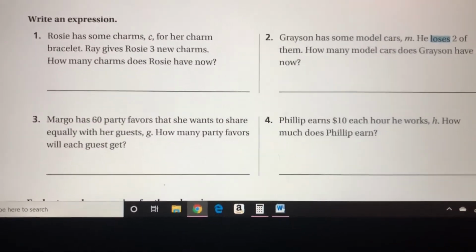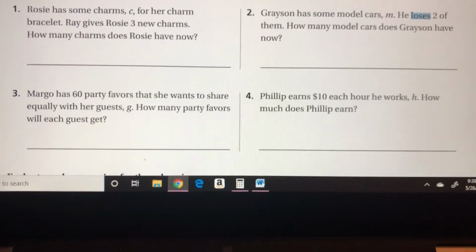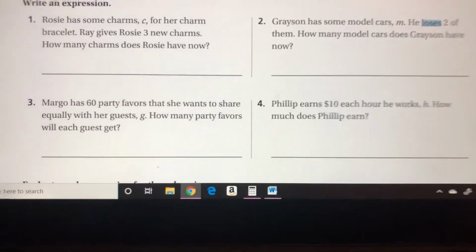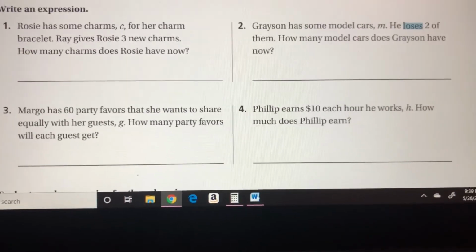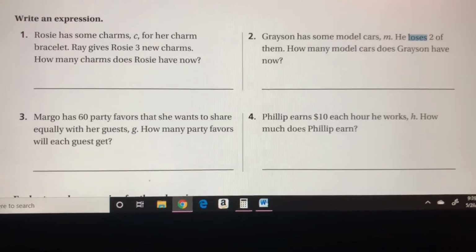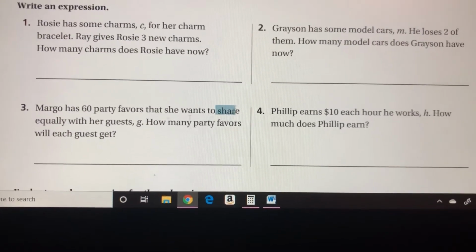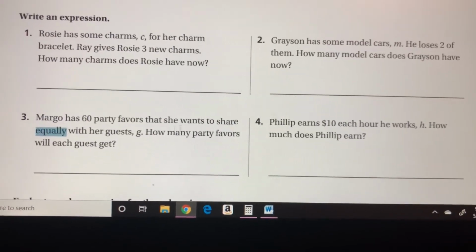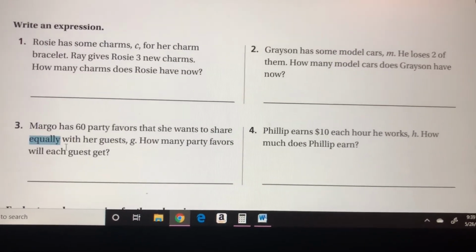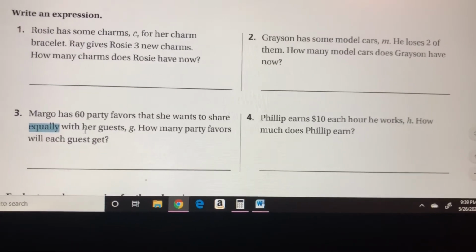Okay, looking at number 3. Margot has 60 party favors that she wants to share equally with her guests, which guests are going to be represented with the variable G. How many party favors will each guest get? Okay, now in this case, because it is division, how do I know it's division? Because she wants to share equally. Remember those keywords. Whenever you're sharing something, splitting, dividing, whatever you're sharing goes first.